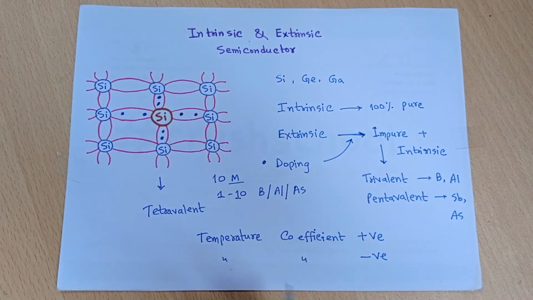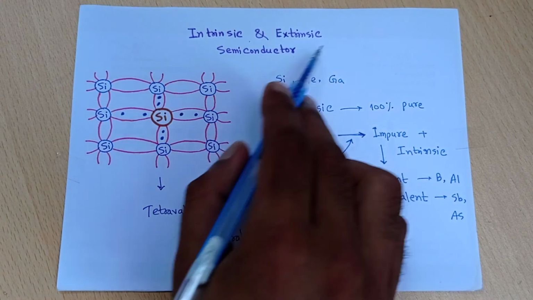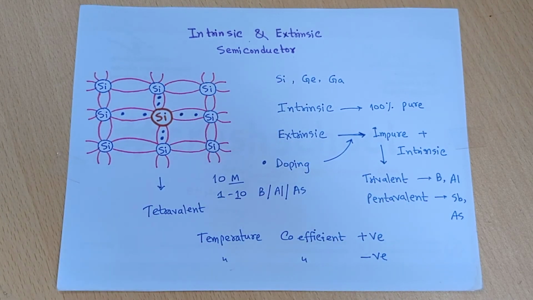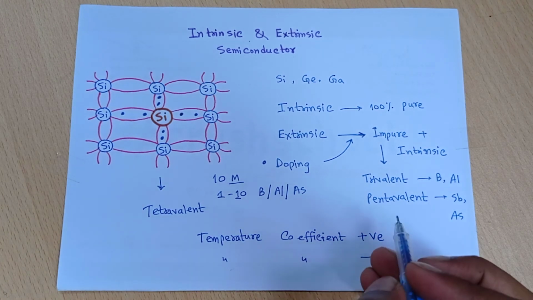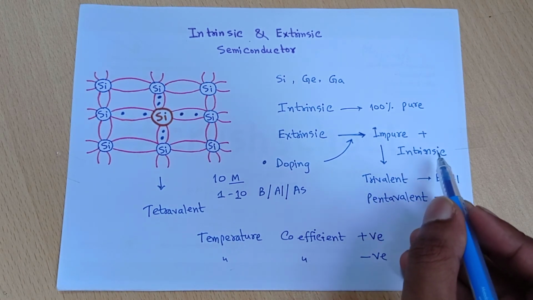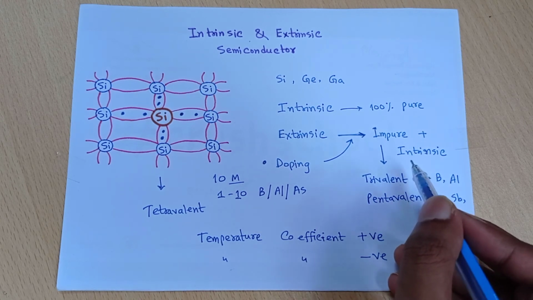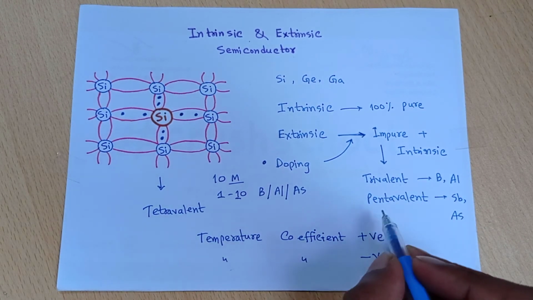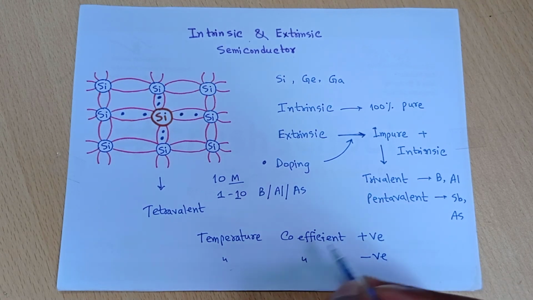So this is all for our lecture, and I did not draw any extrinsic semiconductor lattice. I will draw it when we study p type and n type. And what is p type and n type? If I want to tell you in short, when we add trivalent impure material to any intrinsic or 100% pure semiconductor, it becomes p type material. And when we add pentavalent impure material to intrinsic semiconductor, it becomes n-type material. So I will discuss it later.